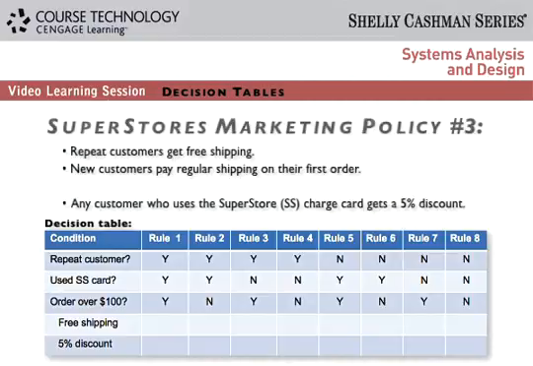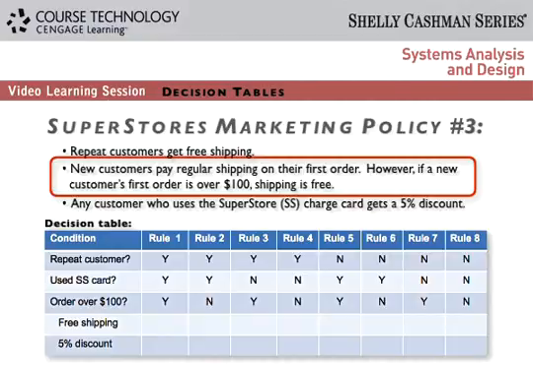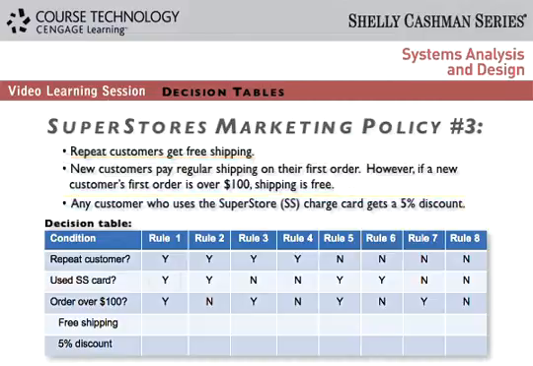Now let's add a third condition. Marketing now feels that the size of an initial order is important and wants to change the free shipping policy. Now, a new customer can get free shipping on the first order, but only if the order is over $100. The full yes-no pattern has been entered, so we're ready to analyze the conditions and add the outcomes. Let's review the decision table.